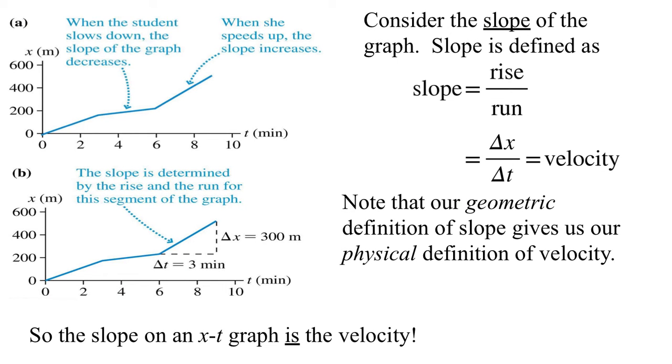All right, consider the slope of the graph. Slope is defined as rise over run on any graph. The rise is the change in the vertical coordinate, and the run is the change in the horizontal coordinate. But in our graph, change, of course, is delta, and our vertical coordinate is x, and our horizontal coordinate is t. So rise becomes delta x, and run becomes delta t. Therefore, the slope on this position graph is delta x over delta t. But that's just how we define velocity, the average velocity. So we see that the slope on this kind of graph is the velocity. Keep in mind, it's on an xt graph.